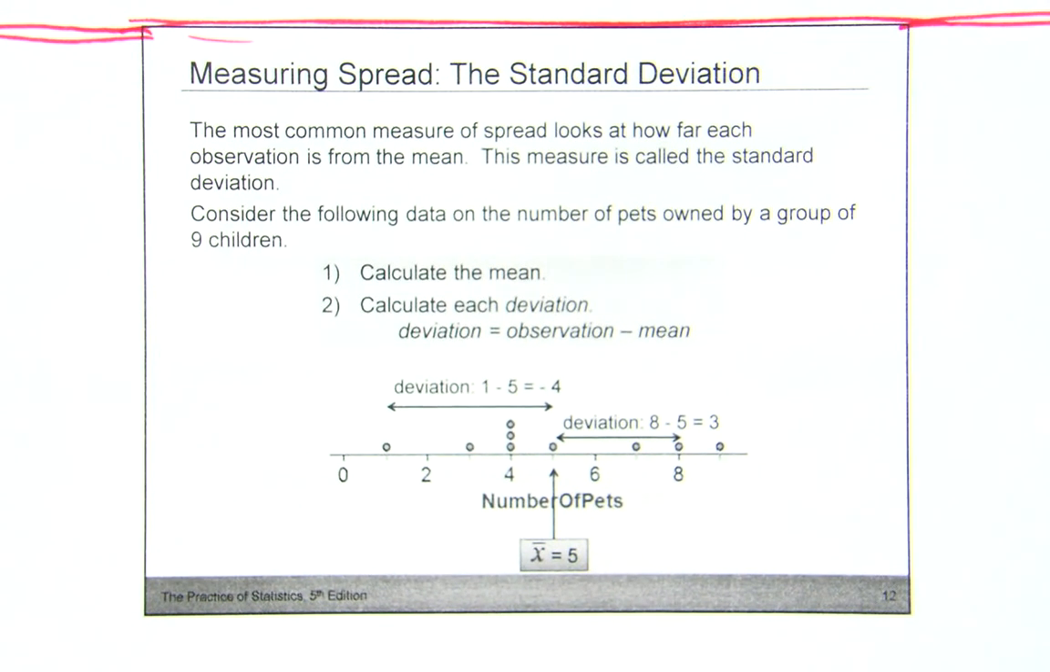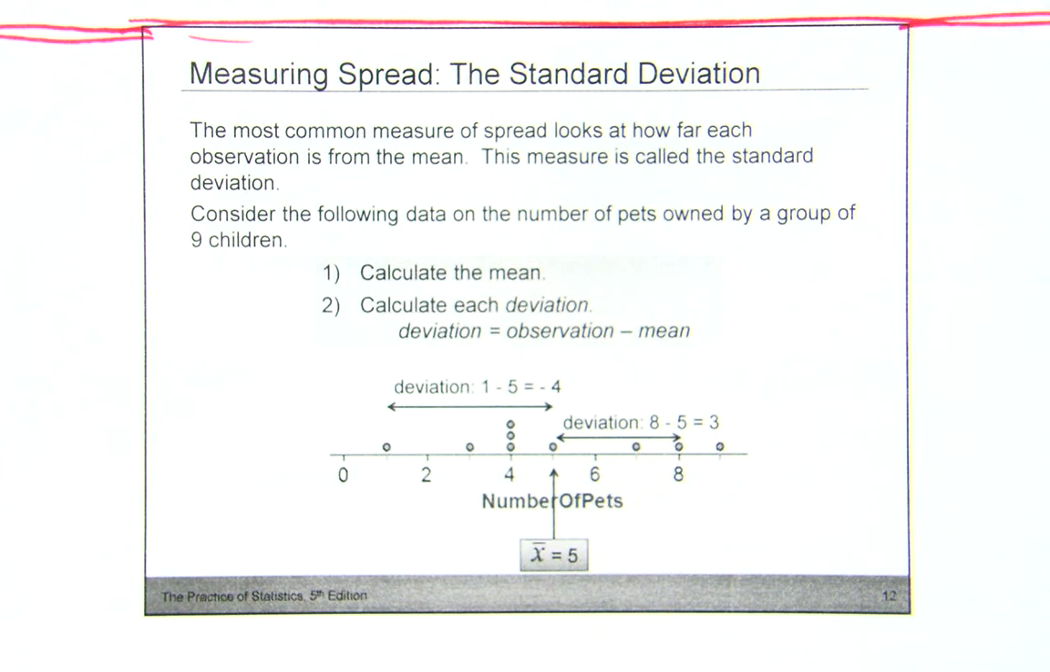So the most common measure of spread. When we did mean, median, and then IQR, those are all measures of center. So this one, we're going to calculate the measures of spread. When we're talking about the acronym SOCS: shape, outliers, center, spread. This would be the last one. We want to talk about the most common measure of spread.